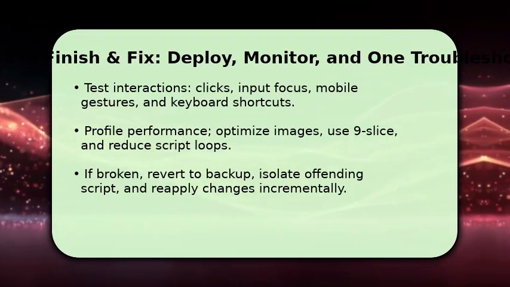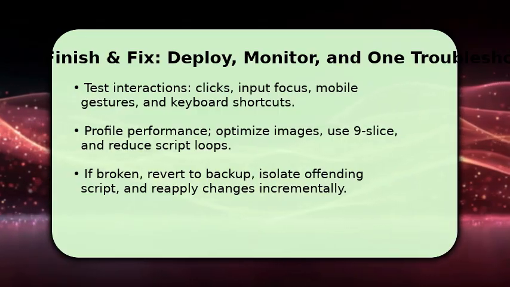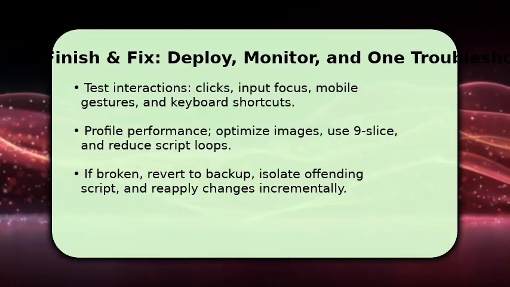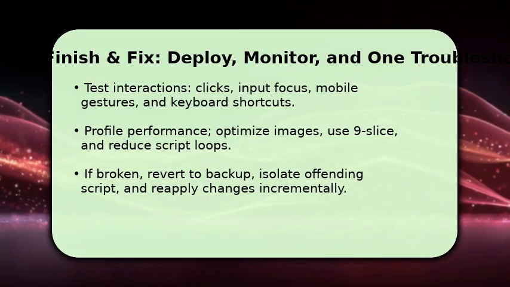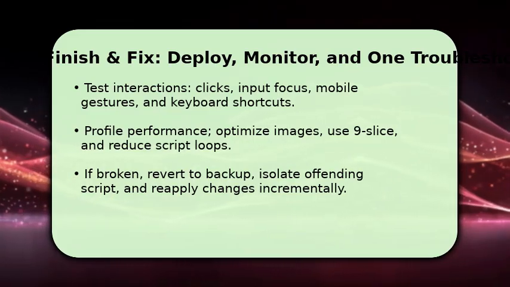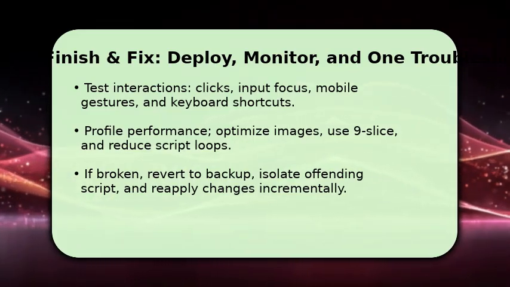If you see jank, optimize images with 9-slice scaling and consolidate frequent loops. Once done, publish to a staging place and run user tests. If something fails, revert to your backup, isolate the offending script or asset, then reapply.